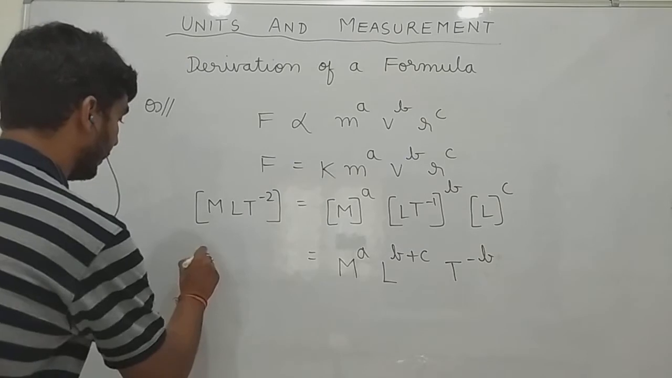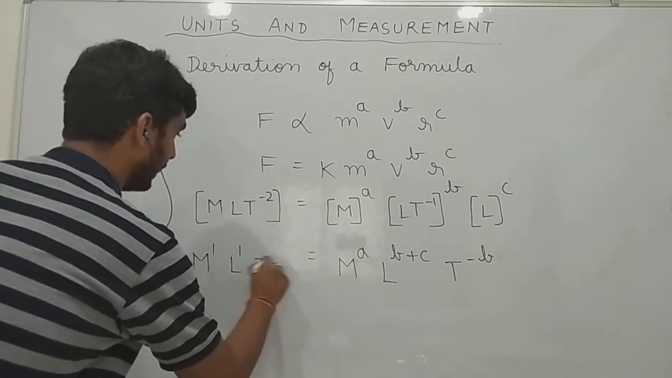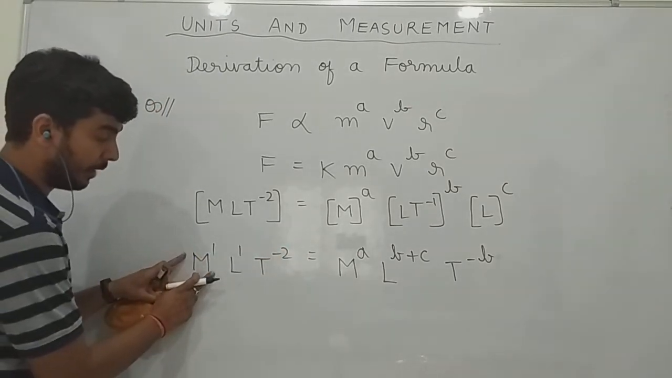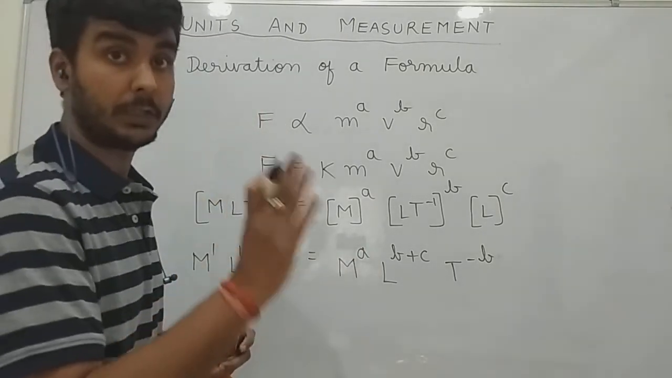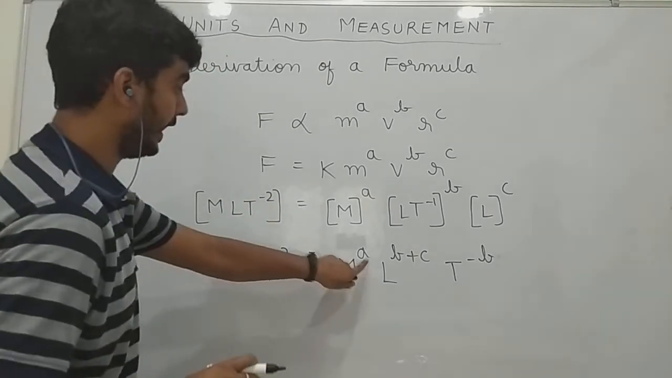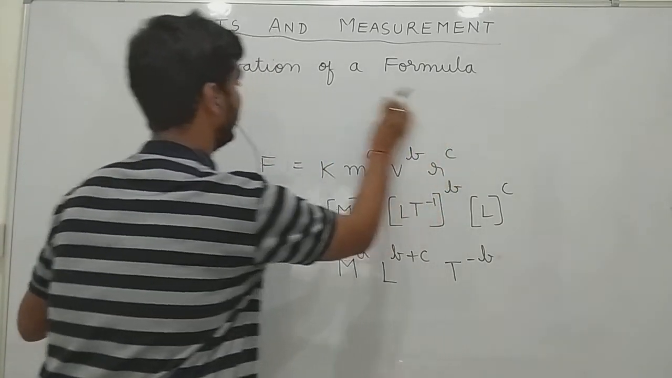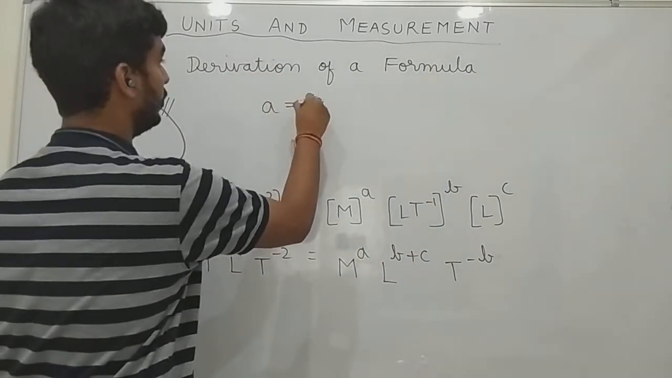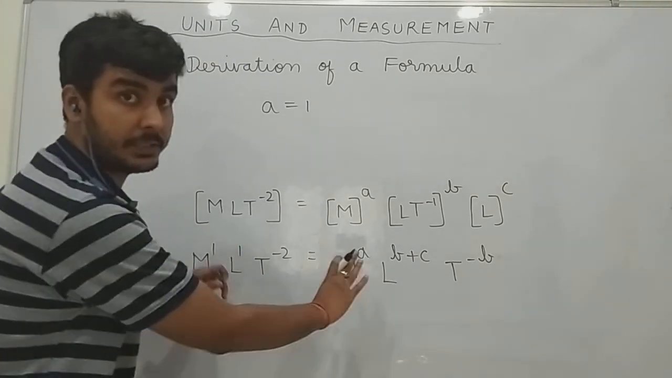So here mass is having power what? 1, length is having power 1, and time is having power -2. On LHS, mass is having power 1, on RHS mass is having power A. So if the dimensions on both the sides is to be same, then A should have value 1. So we have found out the value of variable A as 1. How we have found out? By comparing the similar dimensions on both the sides.